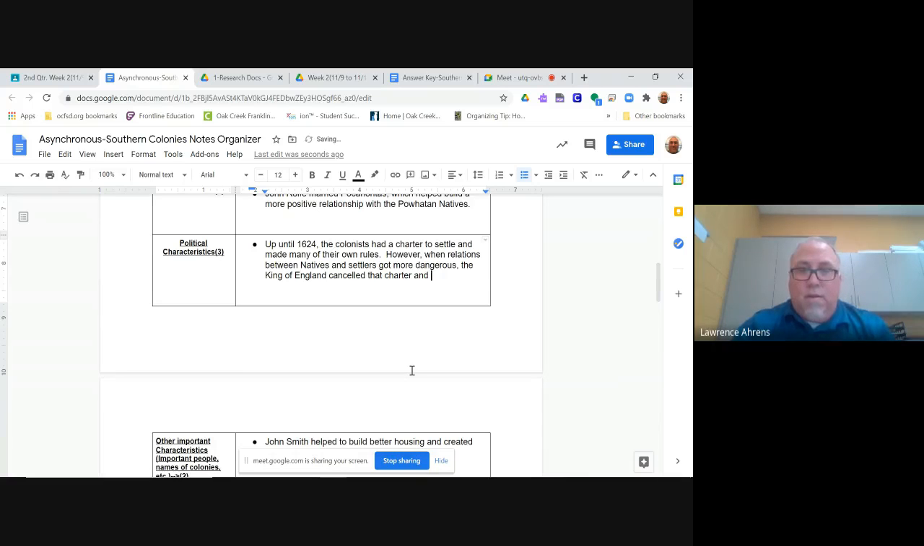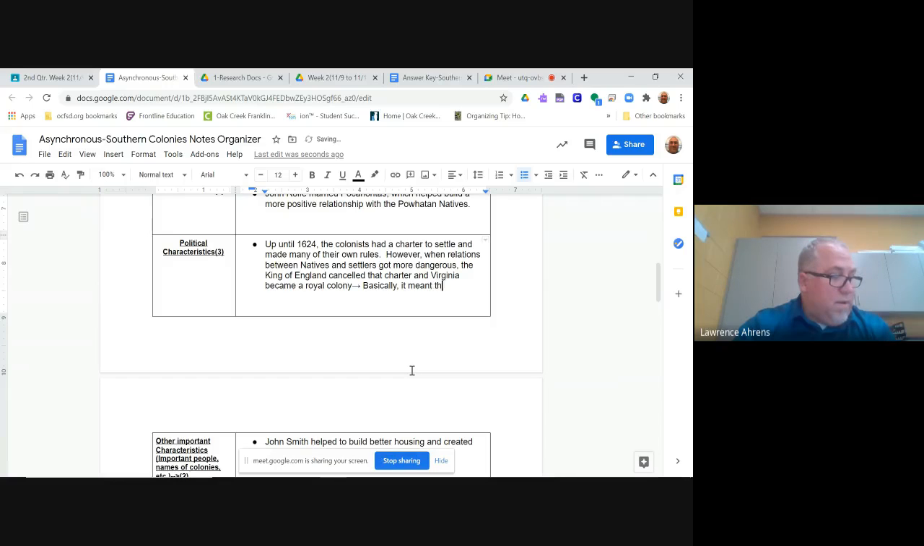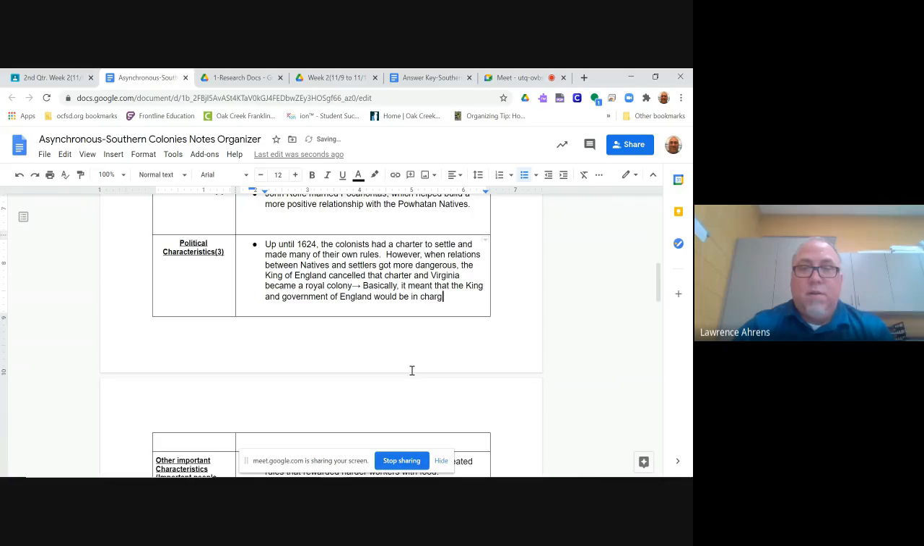and Virginia became a royal colony. And what that means, being a royal colony, is that it meant that the king and government of England would be in charge of the settlement, the colony, from now on.